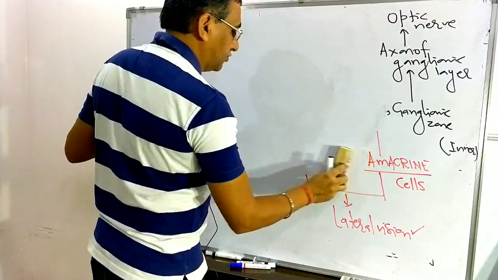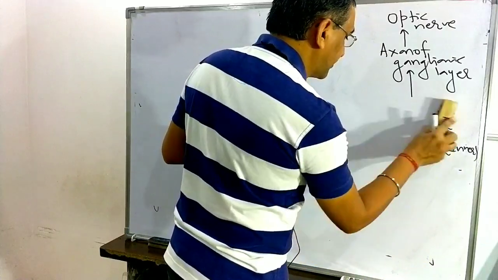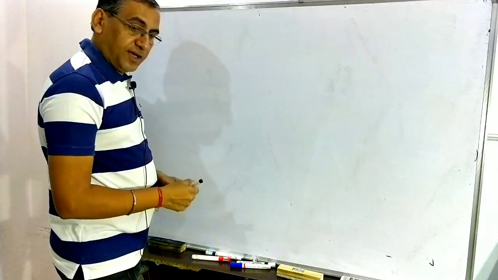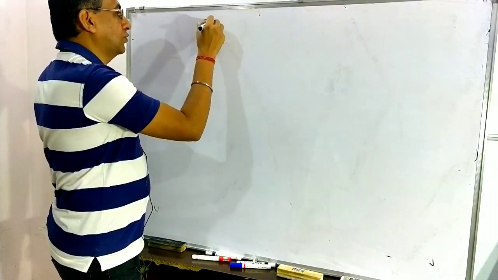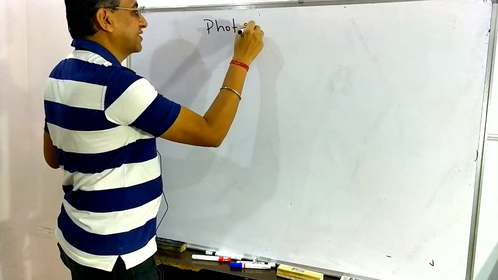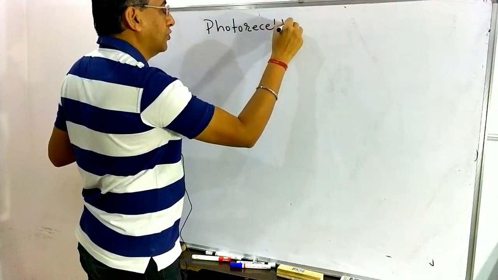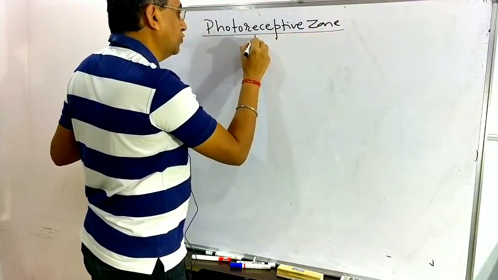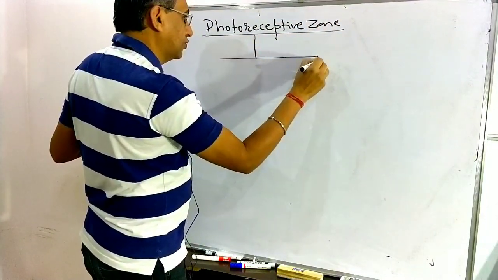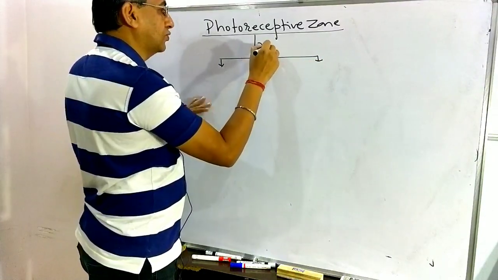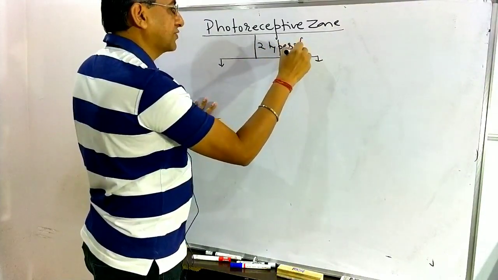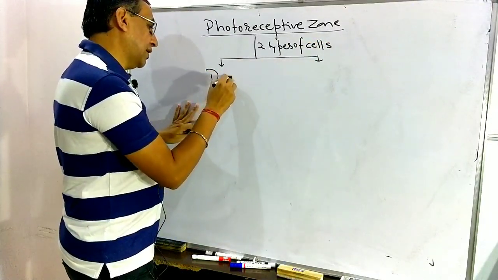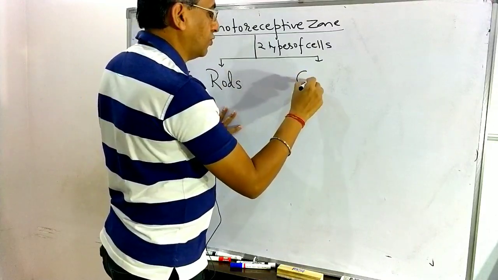Now see here, in the photoreceptive zone, two types of cells are present. First one which are known as the rods, and second one which are known as the cones.